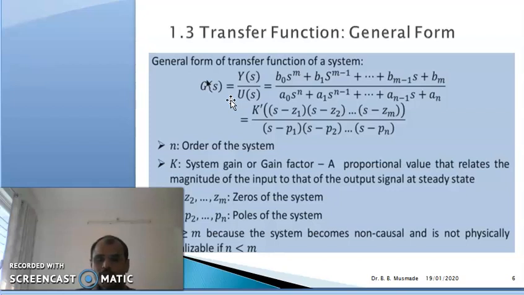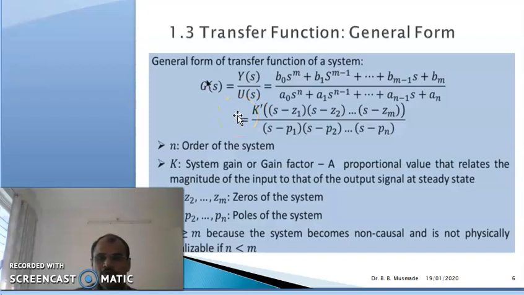So here the ratio is given as (b0 s raised to m + b1 s raised to m minus 1 + up to bm) upon (a0 s raised to n + a1 s raised to n minus 1 + up to an). So clearly we have m zeros and n poles.